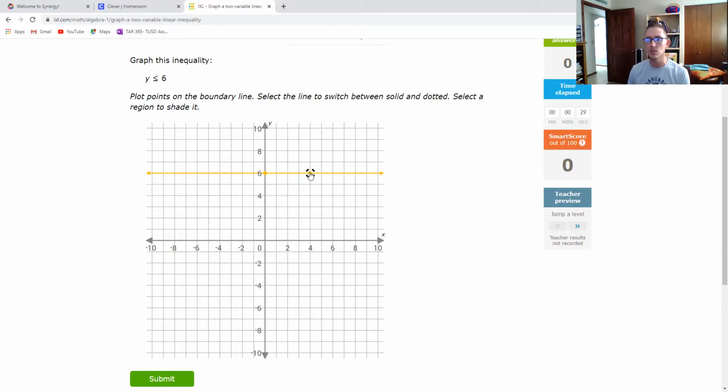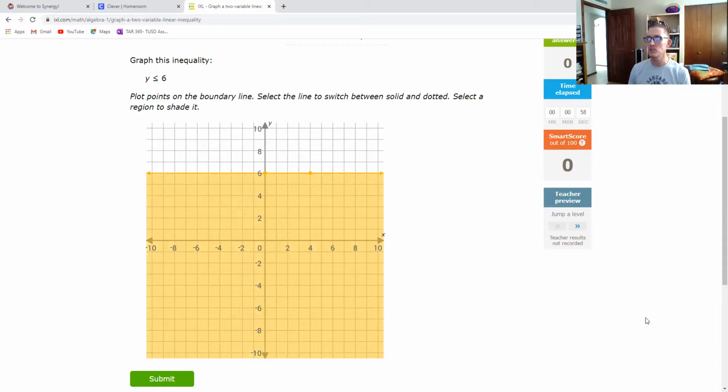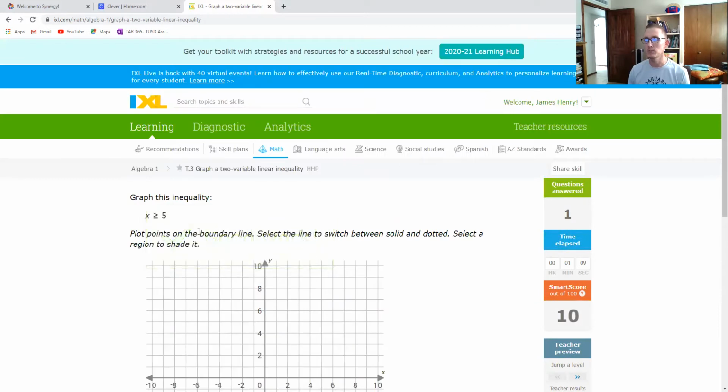Now the line is currently solid. If you go off to the side, you'll see it lets you click again to make it dotted or make it solid. So you can go back and forth depending on what you need. Now I need it to be solid because it's equal to. Now y is less than or equal to 6. So now you'll notice it says, do you want to shade this side or this side? Well, the y values that are smaller would be this side. So I'm going to have a solid line, and then I shade below. Now, the nice part with IXL is you're not going to have to draw it. You're not going to have to get out your markers and do whatever you need to do. So I'm going to submit that, and good work.